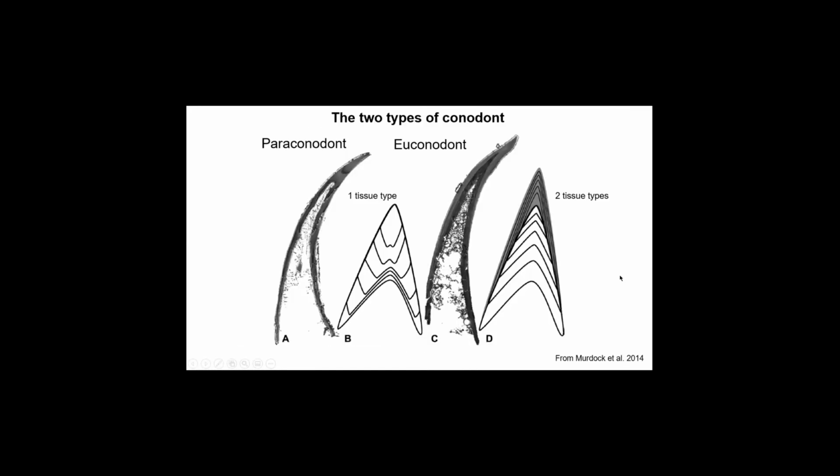Okay, so what I want you to know is that there are two major types of conodonts. The first one is what we call a paraconodont, which is the earliest form of conodont from about 500 million years ago, and the elements are composed of a single tissue type. The other type is what we call a euconodont, which is basically a more evolutionarily advanced form of conodont, and the elements are composed of two different tissue types. And the conodonts I focus on are the paraconodonts.